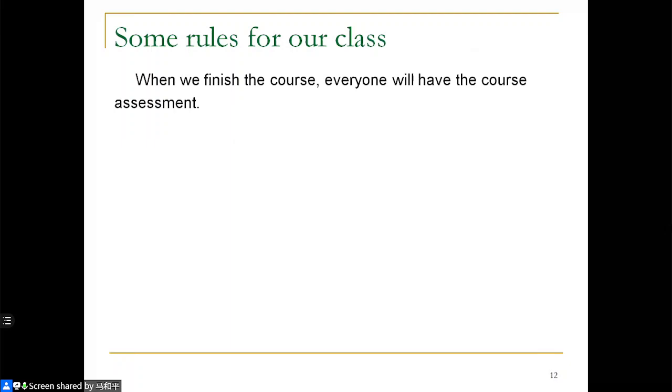And this is some rules for our class. The first rule is you should not be late. We will call the door every time. Last time I was just waiting in the corridor, but next time and after, we will call the door every time. If you are not here, then I will record you as absent. This means your final score is influenced by your attendance, right?